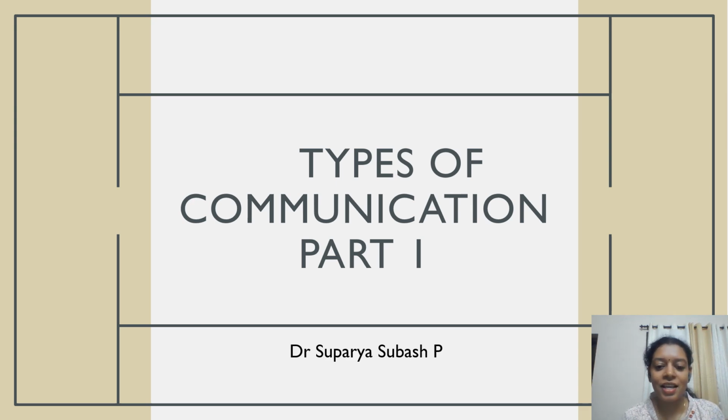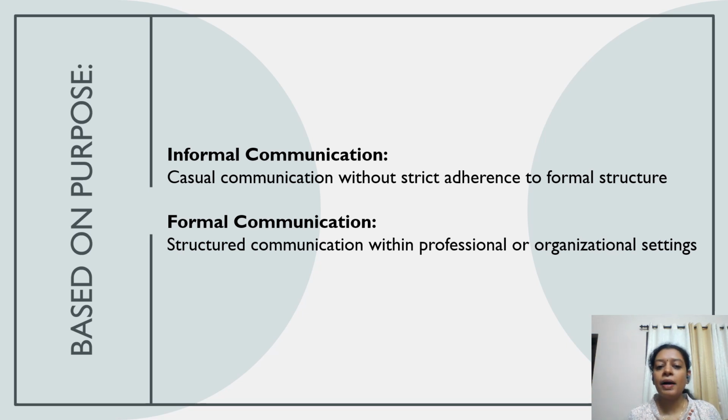Subriya's tutorials. Now we are going to discuss types of communication. Based on purpose, communication is divided into informal communication and formal communication. Informal communication means casual communication without strict adherence to formal structure. For example, chats among friends or peers and social media posts. These are considered informal communication.